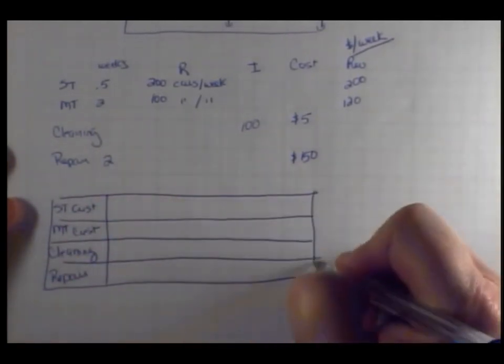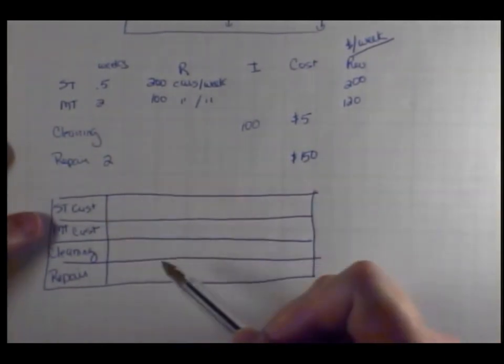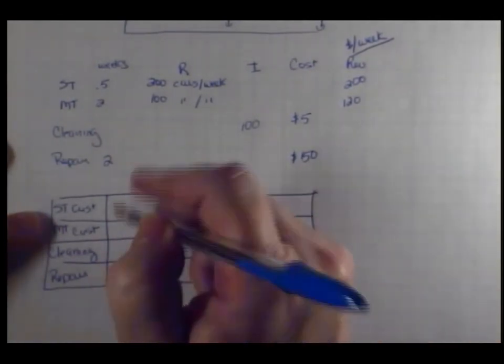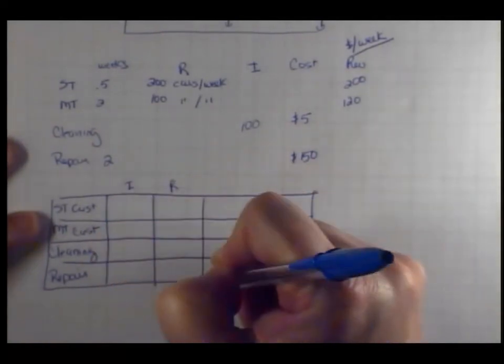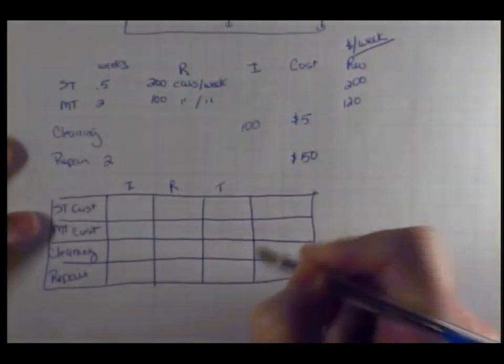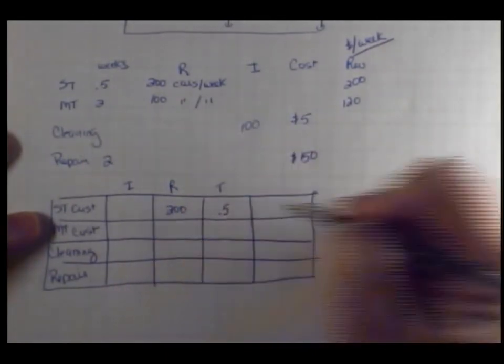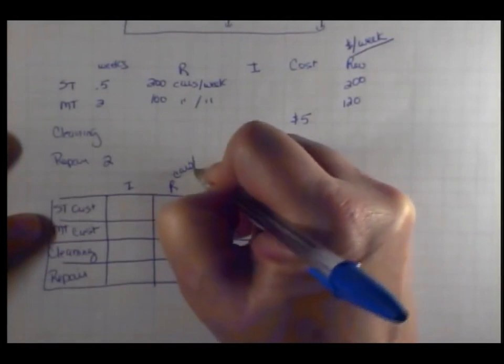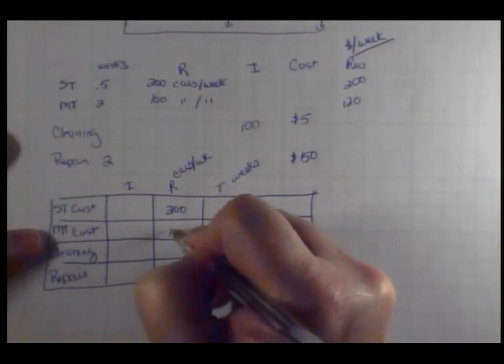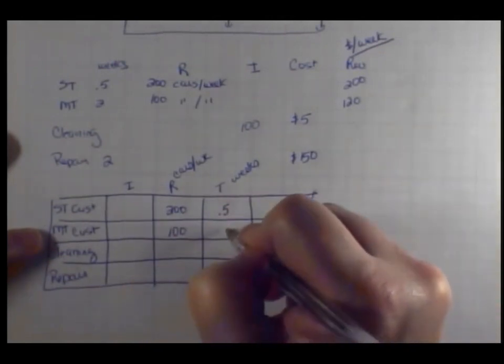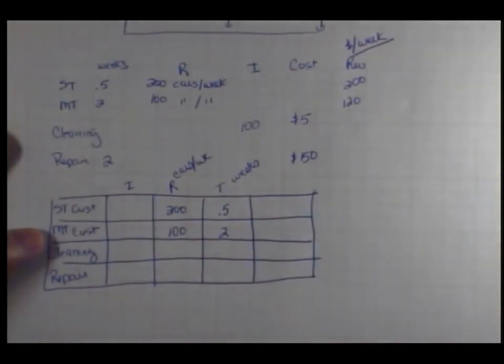Should it cost them anything to repair it? For my short-term customer, they pay for insurance on the car. If I were going to talk about inventory, throughput, and flow time, my short-term customer has 200 cars per week, and they rent them, on average, with a flow time of half a week. My medium-term customers have throughput of 100 cars per week, and they rent them, on average, for a flow time of 2 weeks.